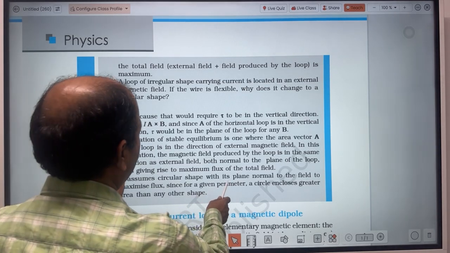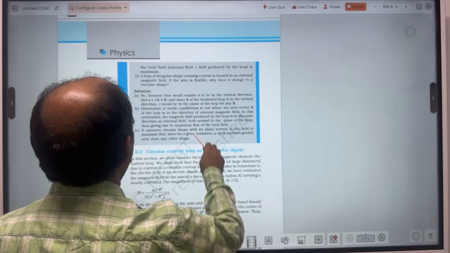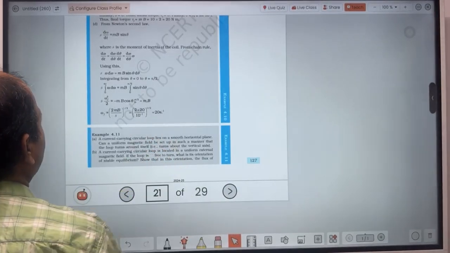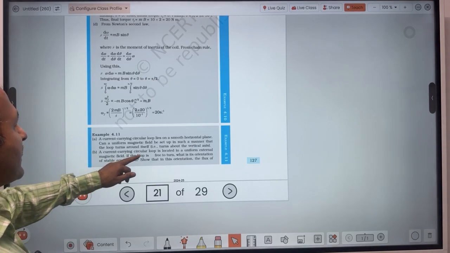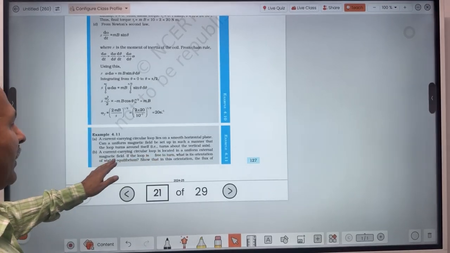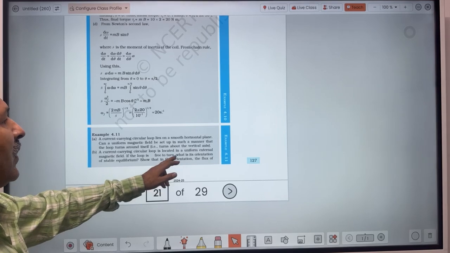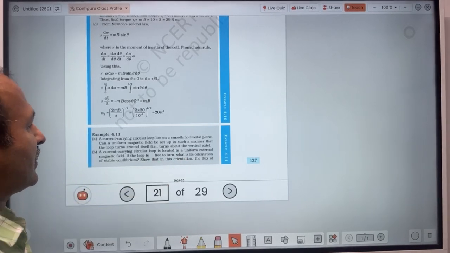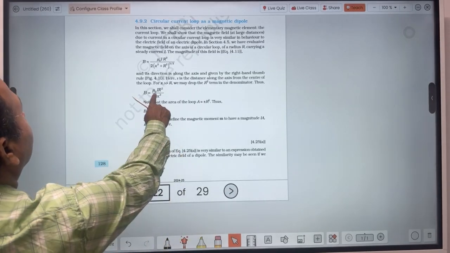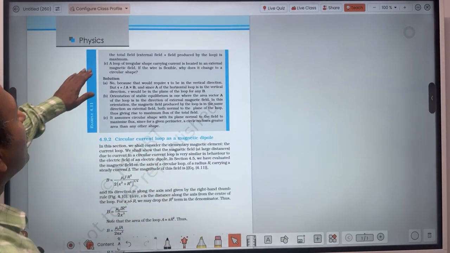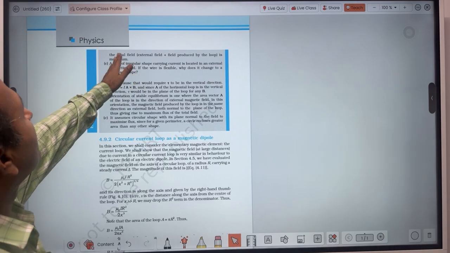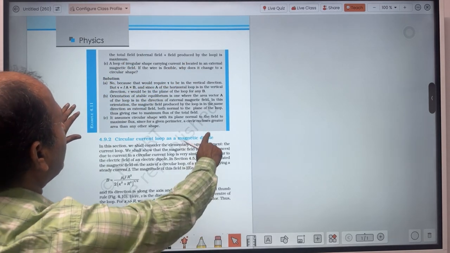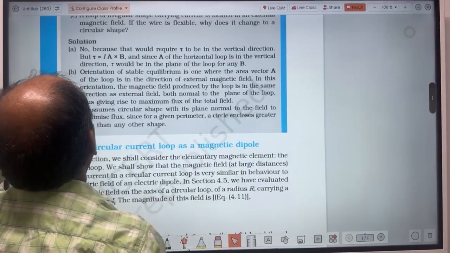The second portion is also not difficult. Let's read the question first. The second portion says, a current carrying circular loop is located in a uniform external magnetic field. If the loop is free to turn, what is its orientation of stable equilibrium? Show that in this orientation the flux of the total field, meaning external field plus field produced by the loop, is maximum. Simple.